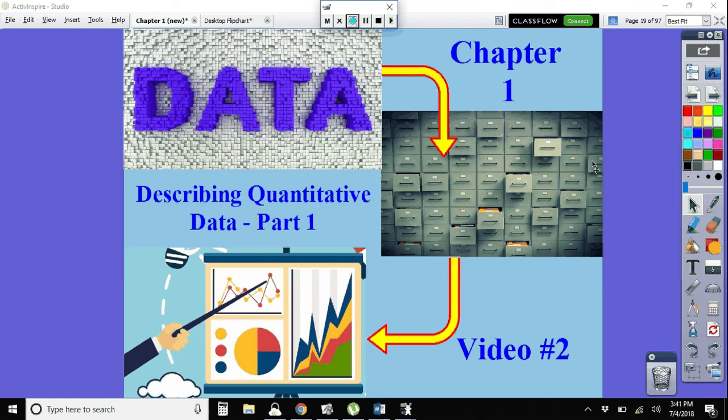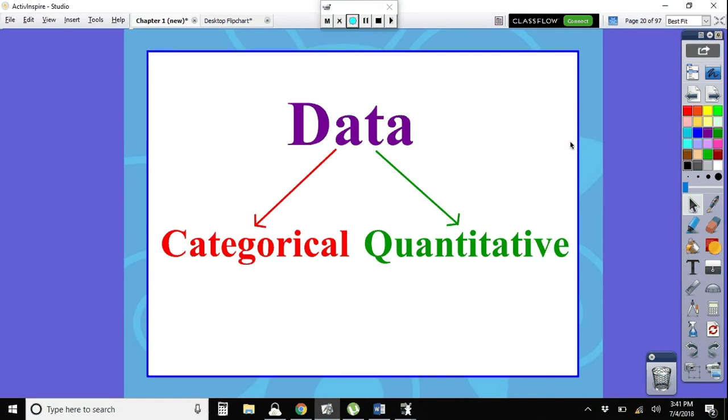Chapter 1. We are continuing on with our data chapter. And in this video, we're going to be talking about describing quantitative data. And this will be the first part of 3 parts. So in our previous video, we talked about categorical data. And in this video, we're going to talk about quantitative data.